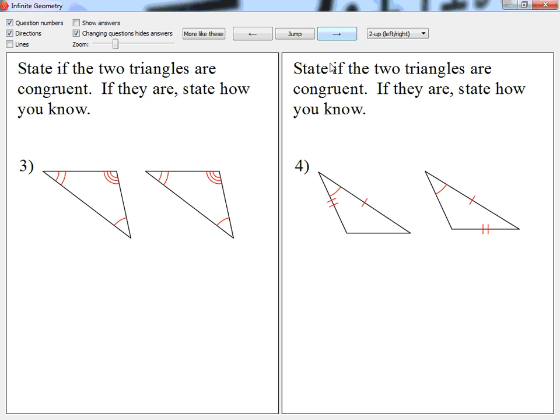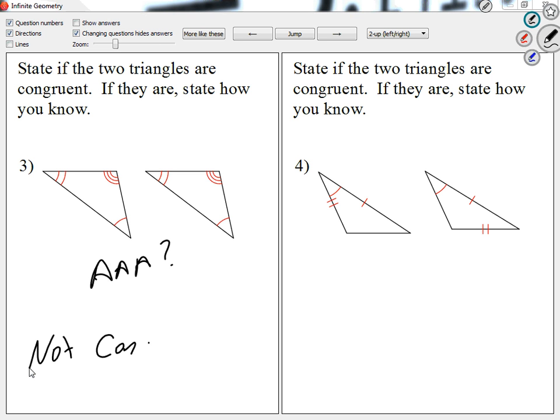Remember, you need 3 markings per triangle. Let's take a look at question number 3. Are those triangles congruent? How do you know? So 3 angles? Is angle, angle, angle a rule that we have? In that case, we're going to say not congruent. Question number 4. Are those two triangles congruent? How do you know which rule?